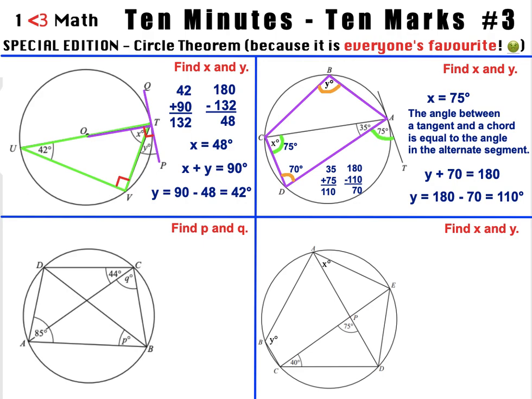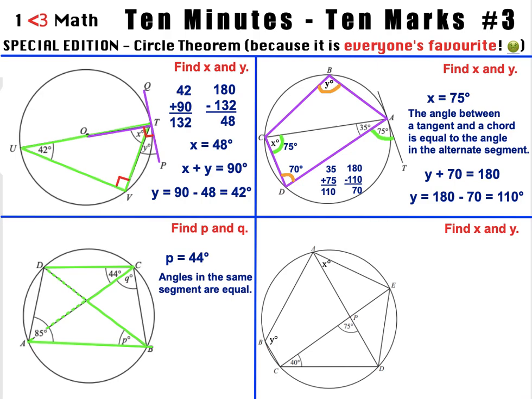So now, bottom left question, we need to find P and Q. Now we're looking at segments here, and quite simply, the angles in the same segment are equal. So P is going to equal 44 degrees. We can see the two segments there, and they are going to have the same angles, so P is going to be 44 degrees because angles in the same segment are equal.